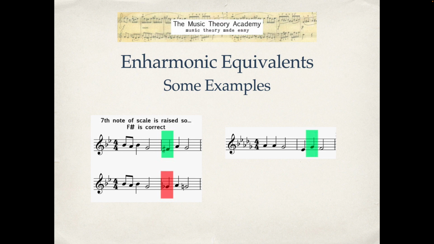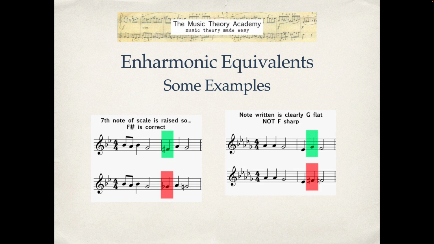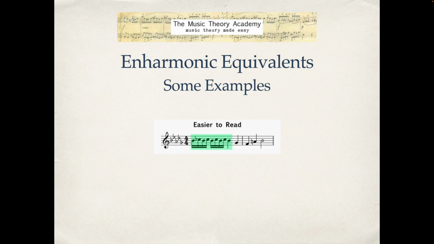Now, in this context, it's clearly a G flat, not an F sharp, because the G flat is in the key signature, because D flat major contains G flats. If I was to write this one as an F sharp, again, it just doesn't make sense. It's not correct, as it were. I'm trying to be as clear as possible for the person reading the music so that they can understand what I'm doing. We can take that one stage further.